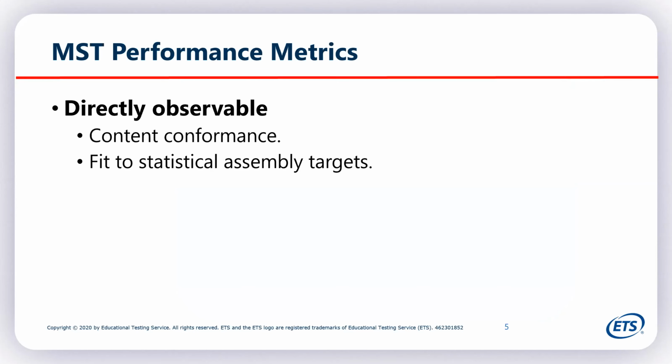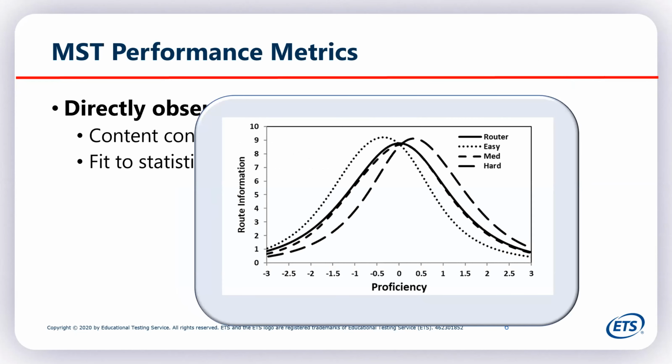responsible for meeting. A second similar thing is the fit to the statistical assembly targets, and we saw a lot of these in Rick's presentation earlier. This was the observed module information functions. The targets are not shown here, but ordinarily you would show what you got versus what you wanted, and use that as a means of determining whether your assembly process or your assembly pool are both sufficient to meet the targets they're given.